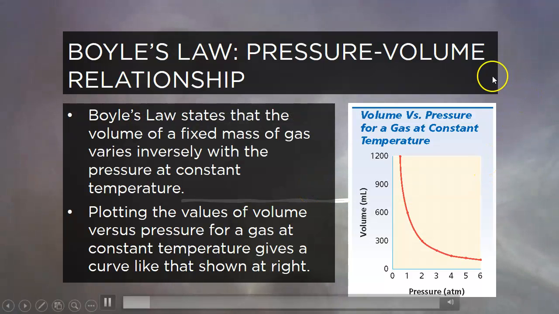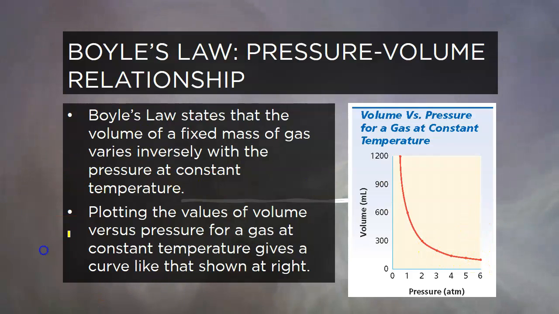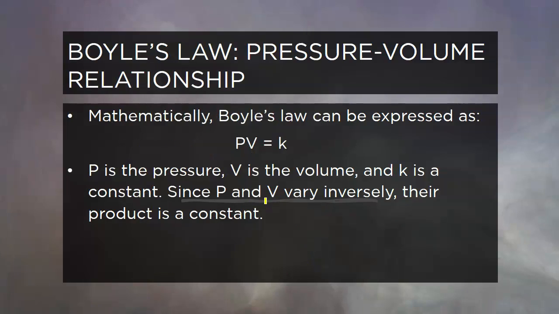But when we graph it, if I keep increasing the pressure, you see that the volume tends to decrease as that pressure increases. That means they have an inverse relationship. There's an inverse relationship between the two variables when we plot them on a graph. Mathematically, what that means is if I multiply pressure times volume, I'm always going to get the same constant.